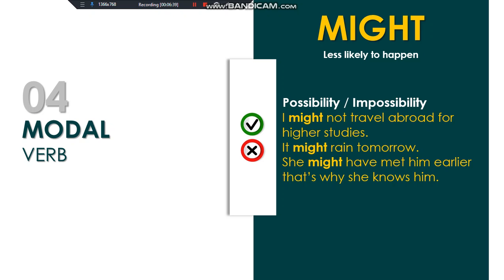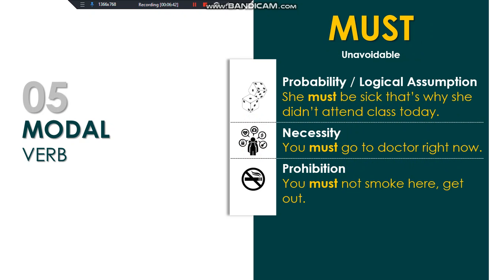Right? Then we have must. Where do we use must? We use must where we are conveying probability or a logical assumption. She must be sick, she must be sick today. That's why she didn't attend class today. Right? Most probably she is sick today, surely she is sick today, that's why she didn't come to class. Right? Necessity. You must go to the doctor right now. You are having angina. You must take it seriously.